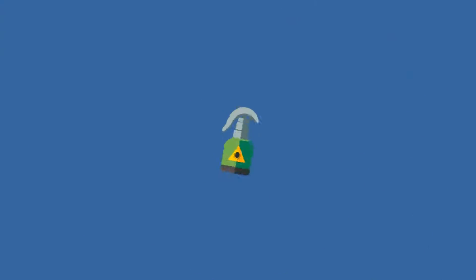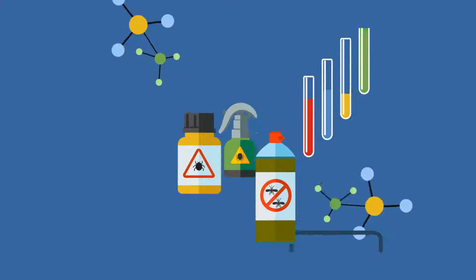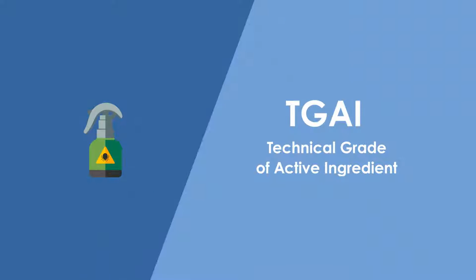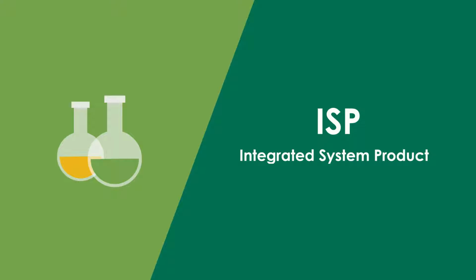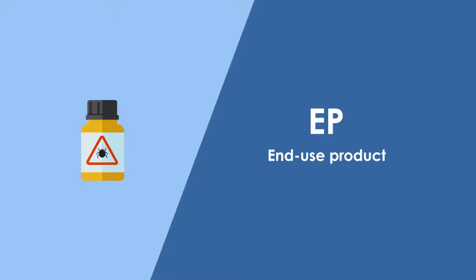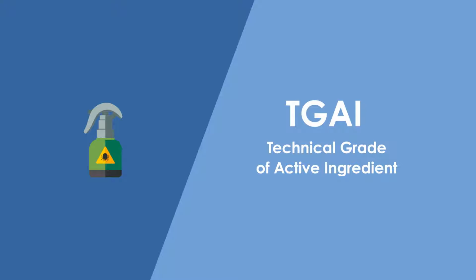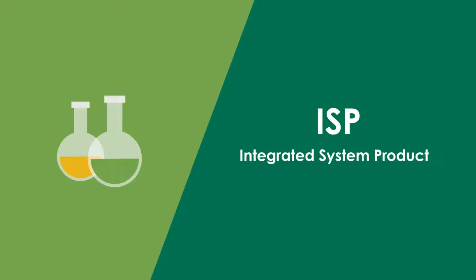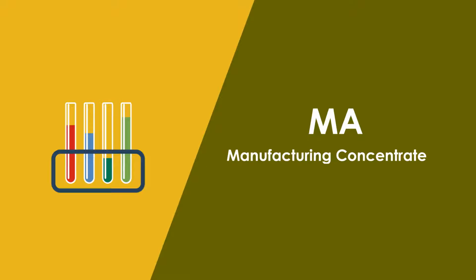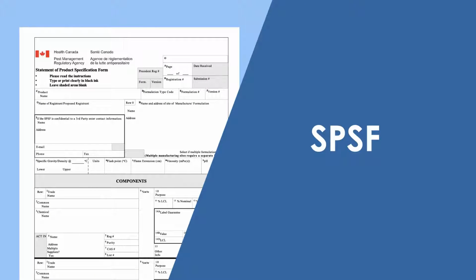Various chemicals in bottles, flasks, and test tubes appear on screen. It is designed for reporting the composition of all 4 types of products: technical grade of active ingredient, integrated system product, manufacturing concentrate, end-use product. Let's take a look at some specific areas for completing the SPSF for technical grade products.